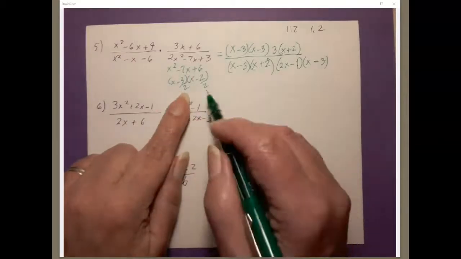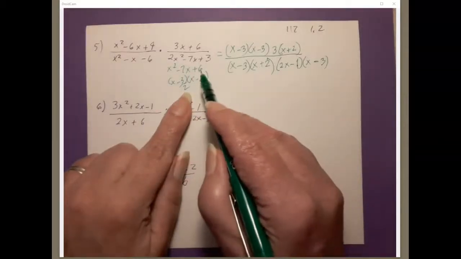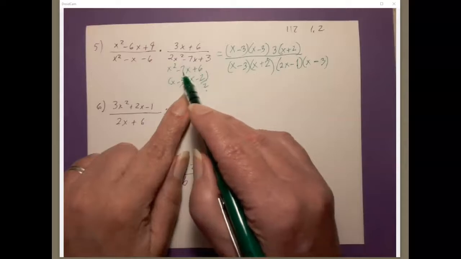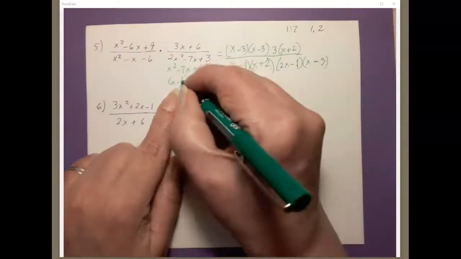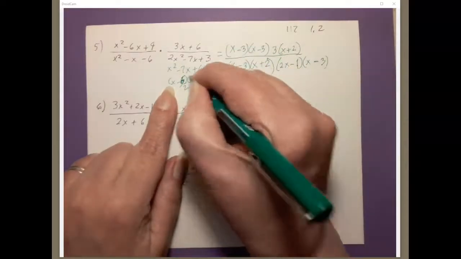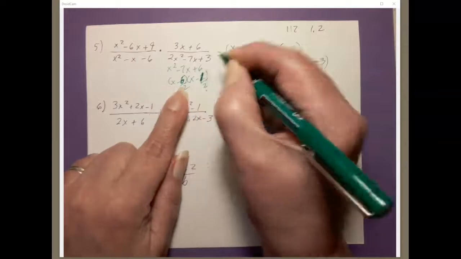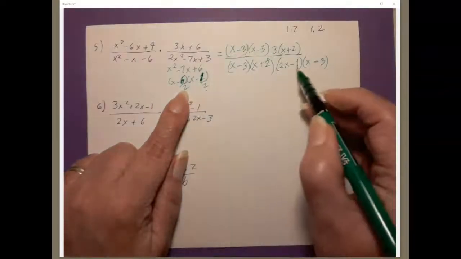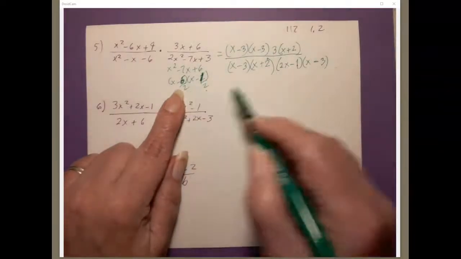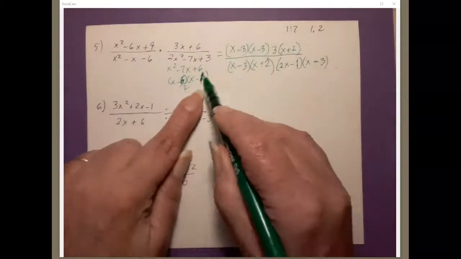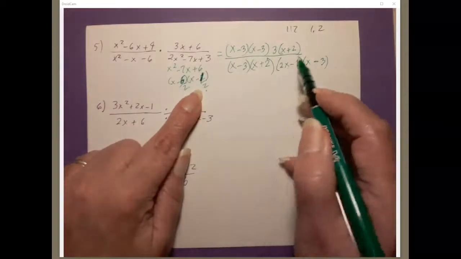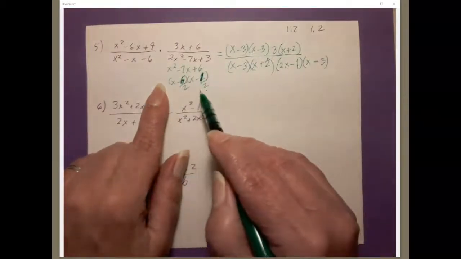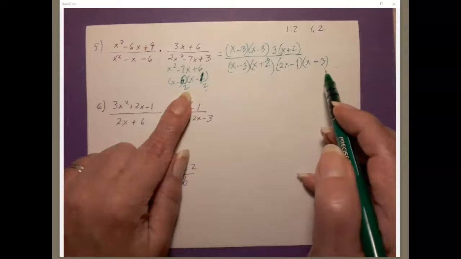But I just noticed that I made a mistake. I needed the factors of 6 that added to be 7, and that's not 3 and 2. That is 6 and 1. And I kind of caught that mistake because I'm realizing that this is what I needed. So 6 divided by 2 would give me that 3, and the 1/2 would put the 2 out front. So it does check.